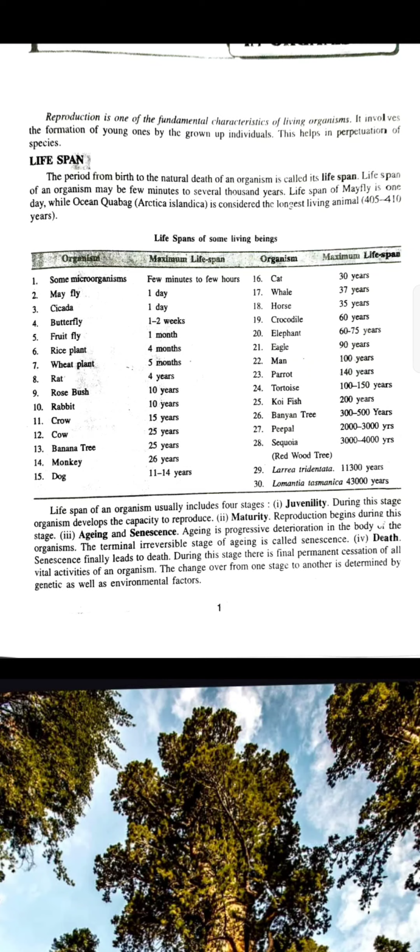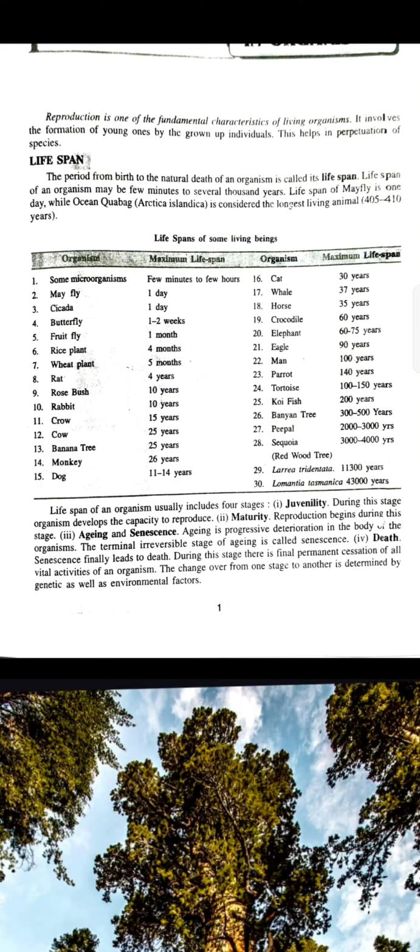Progressive means step by step the body is getting deteriorated, and the terminal irreversible stage of aging is called senescence. What is the meaning of this terminal irreversible stage? Now the stage cannot be reversed and it is the terminal ending of aging, and this is called senescence. Next is death. Because senescence is the terminal end of aging, obviously it will lead to death. During this stage there is a final permanent cessation.